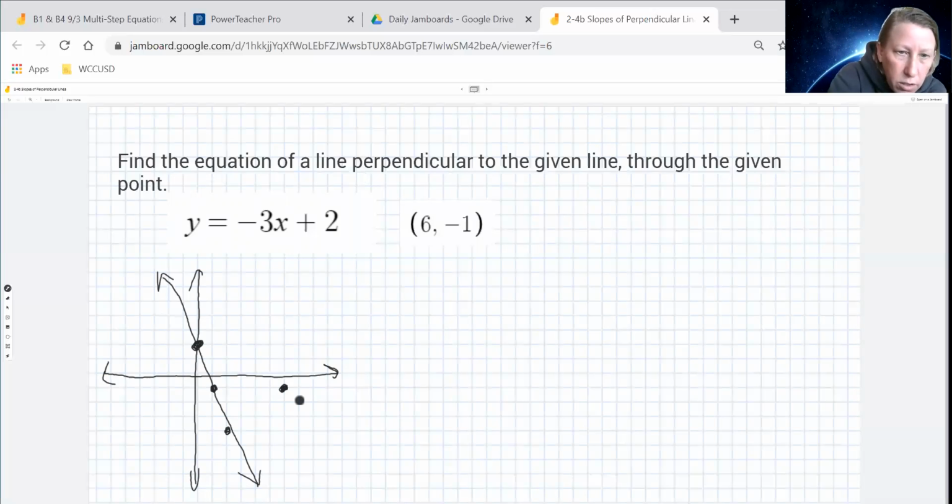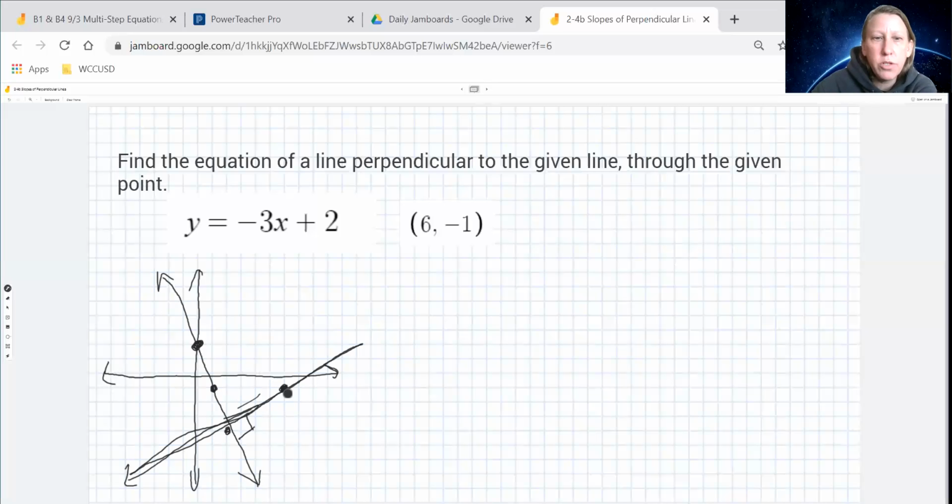Okay, so let me eyeball it. I'm going to make a right angle right here. I'm going to make a T. So if I twist my head, not bad. It kind of looks like a right angle. Okay, and now I'm trying to figure out what the equation of this line is.